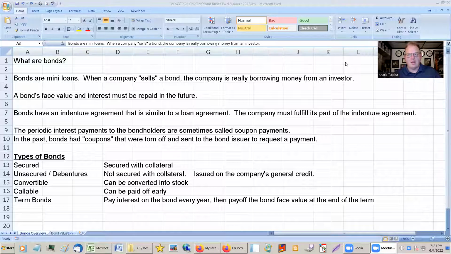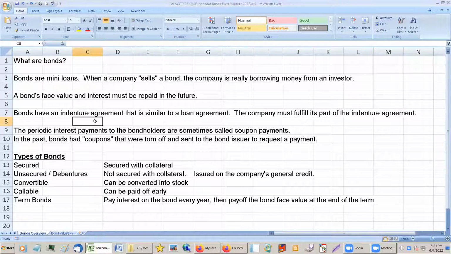This video is on chapter 9, which is bonds. And you should have the bond screen with you, or the bond handout, I should say.